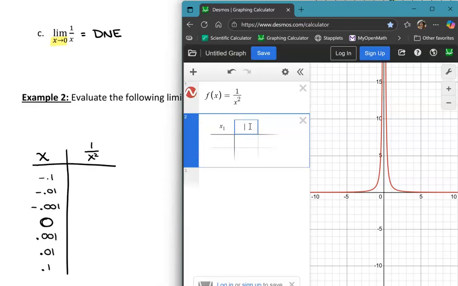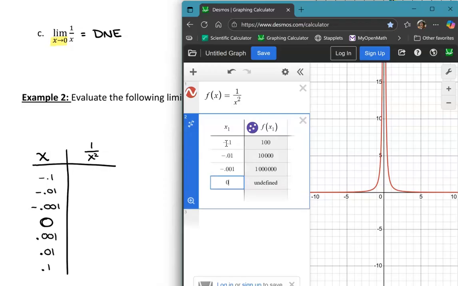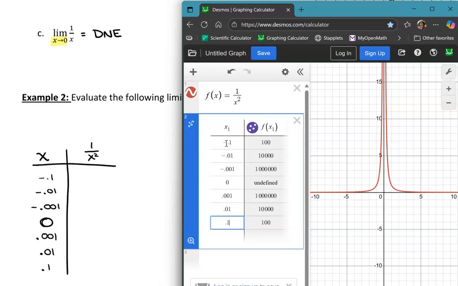And then my y values I need to change so that it's plugging into f of x. So f of x1. Let's take a look at negative 0.1, negative 0.01, negative 0.001. And if I plug in 0, it's going to be undefined. And then just a little above. With that, I can see the numbers are growing so much around 0, just to the left, just to the right, I'm off at, what, 1 million. So I can see that we're going off to positive infinity on both sides.